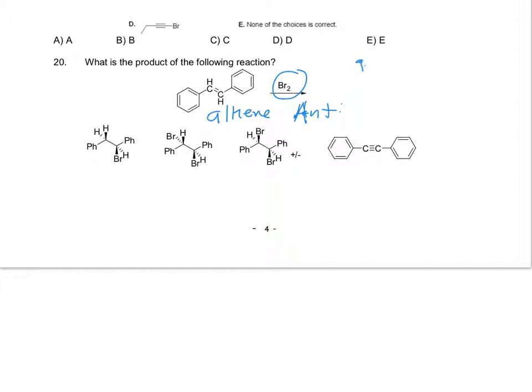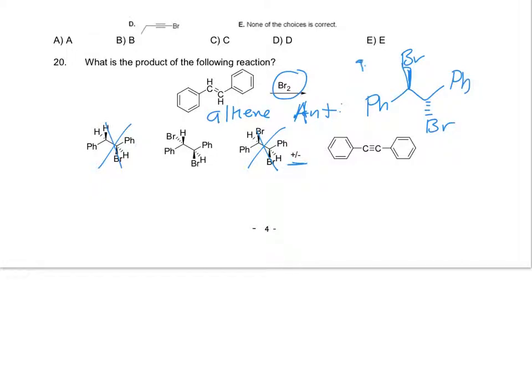We could think about it like this. And I'm going to abbreviate with phenyl. Maybe I have one bromine up and the other one down, and that would be the product. Now, which of these choices matches what I just drew? It's not the first one, because that only has one bromine. It's not the third one, because that has two bromines, but they're both in wedges.